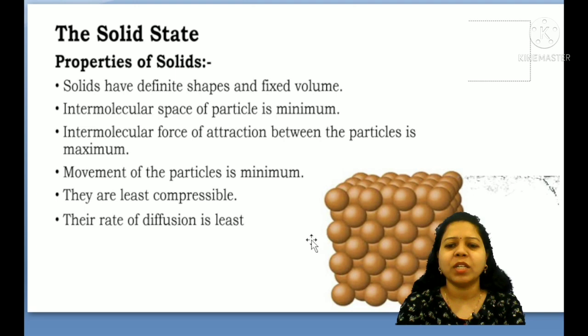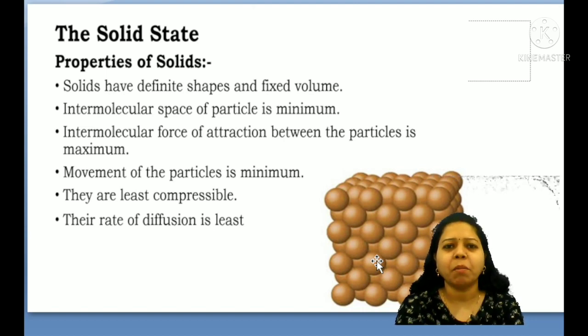Their rate of diffusion is less, means they do not easily mix with other substances, because intermolecular space is very less, minimum. If intermolecular space is more, then it can easily mix with other substances. But in the case of solid, intermolecular space is less. That's why there is no place to occupy other substances in it, and that's why the rate of diffusion is very less.